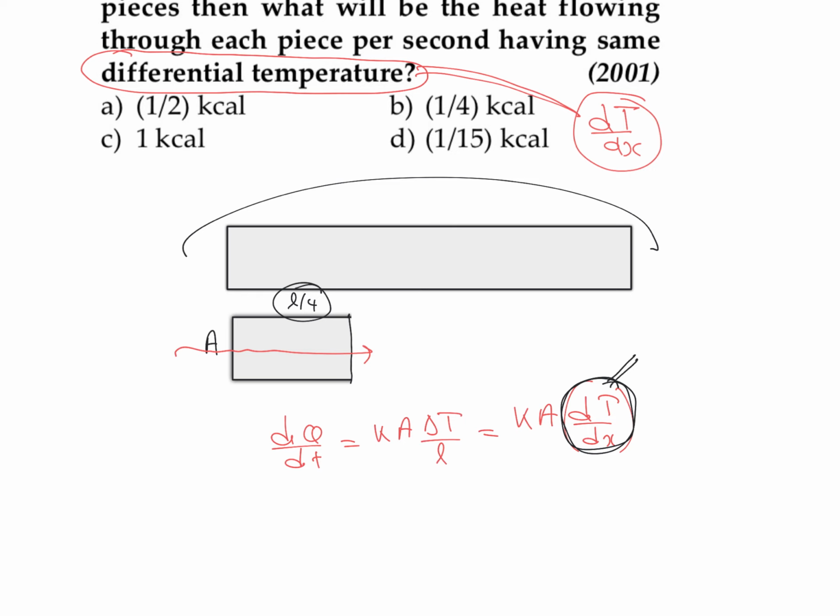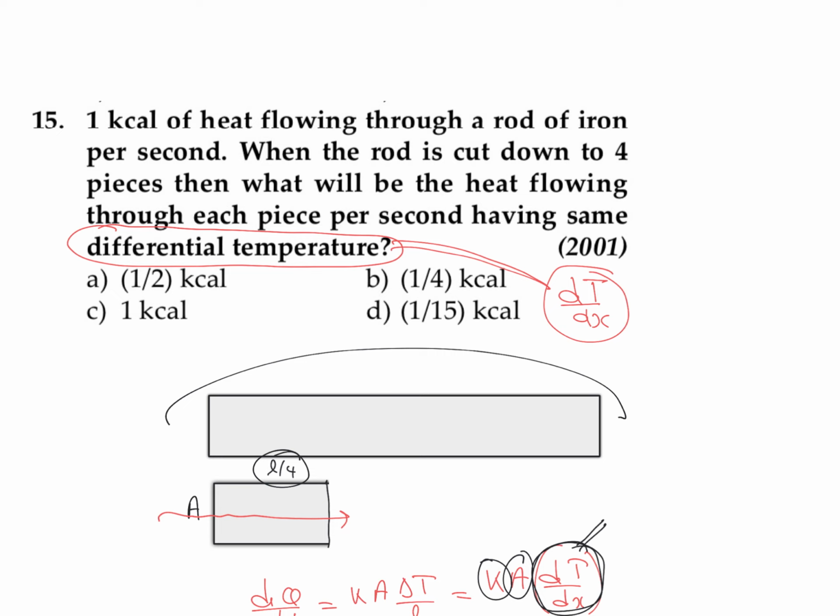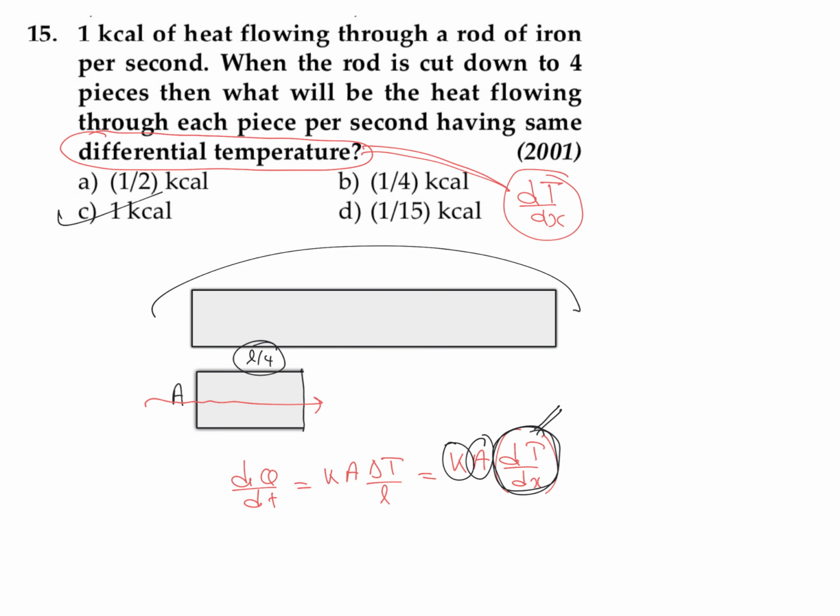That means dT by dx is constant, and area is also constant, and K is the same material, so K is also constant. So the initial heat flow was 1 kilocalorie per second. So still it will be 1 kilocalorie per second because we are providing the same differential temperature or temperature gradient, same area of cross section and same K.